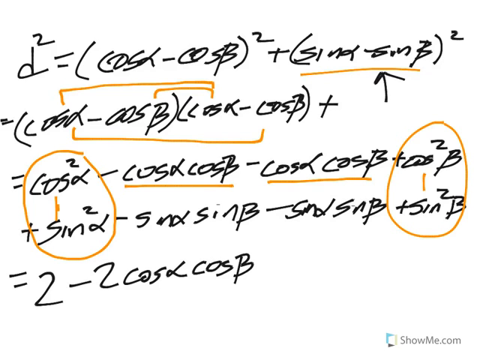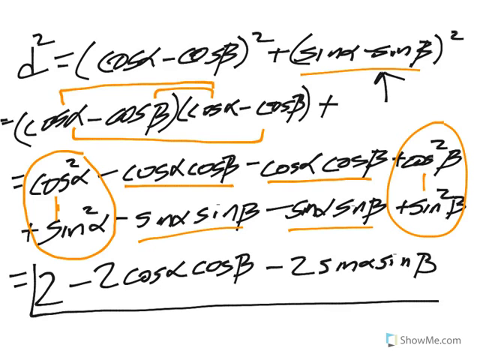And then same with the sines. Minus 2 of these sine alpha sine betas. So this looks good. This is what I've got when I simplify that left-hand side.